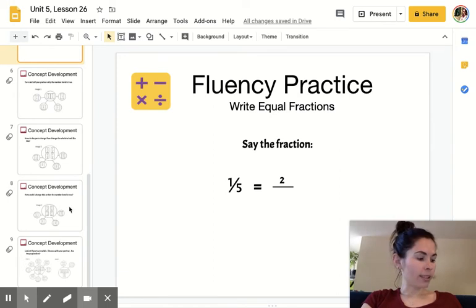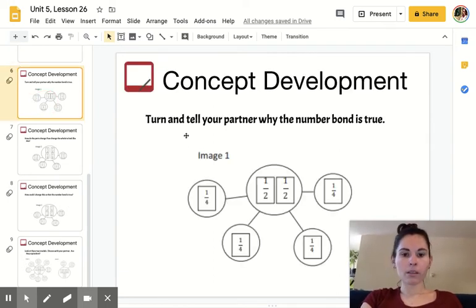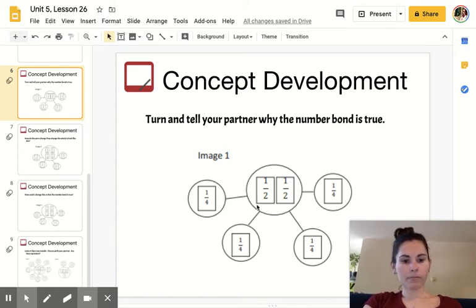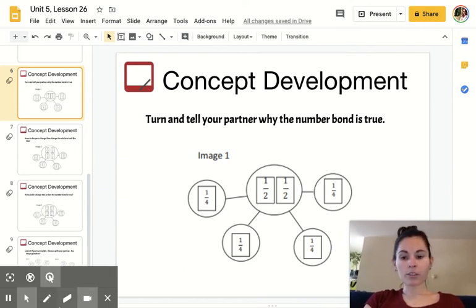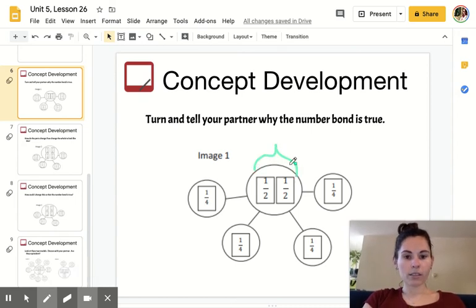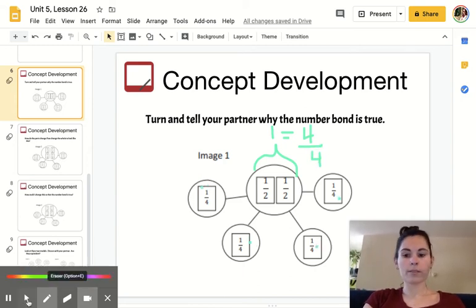Now we're going to jump into our lesson for today. I want you to go ahead and talk to yourself. Why is this number bond true? We went over it yesterday. Exactly. This number bond is true because if you look, 1/2 and 1/2 equal 1 whole, which equals 4/4, which we have here. 1, 2, 3, 4, 1/4.